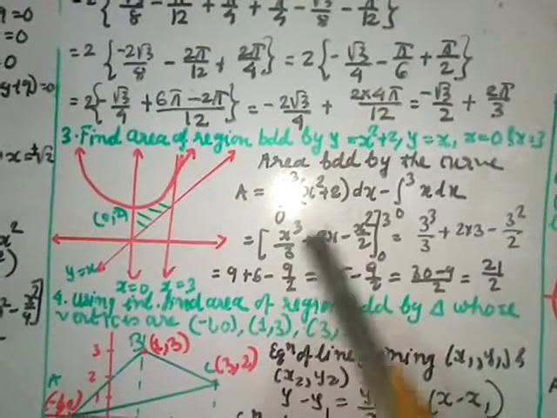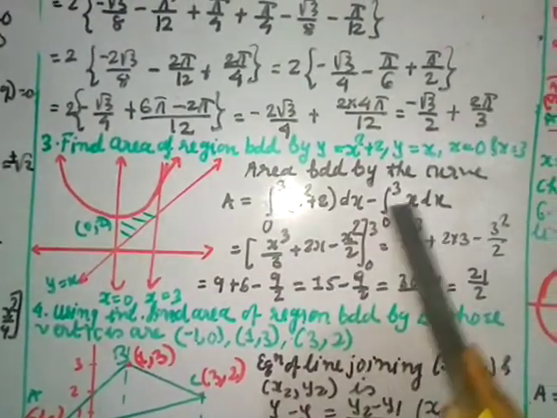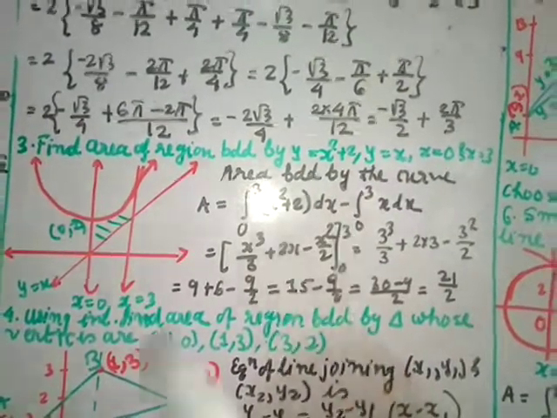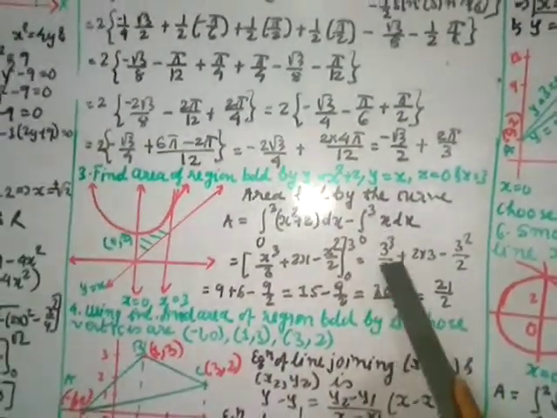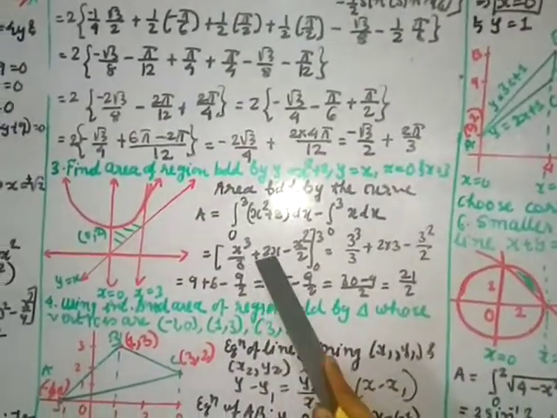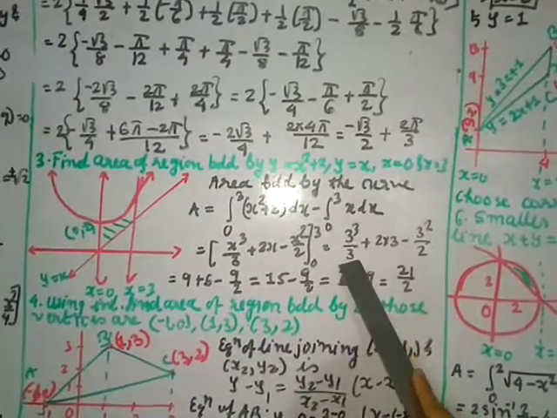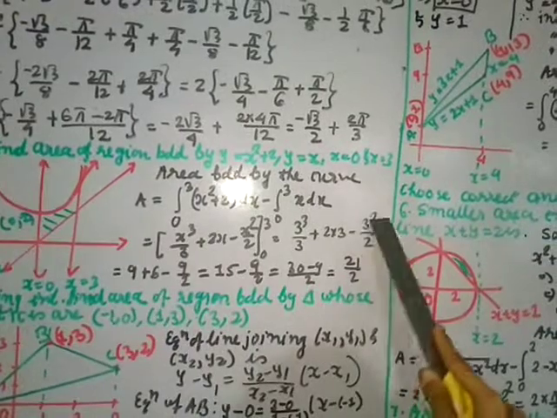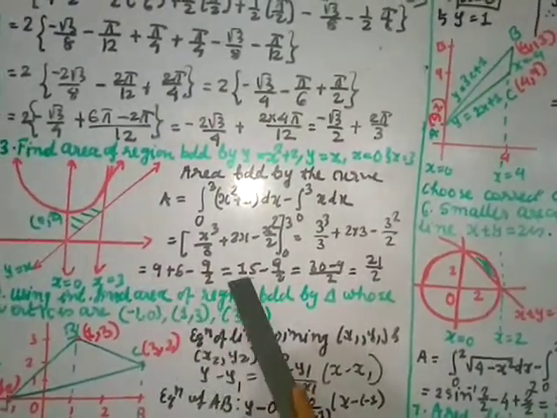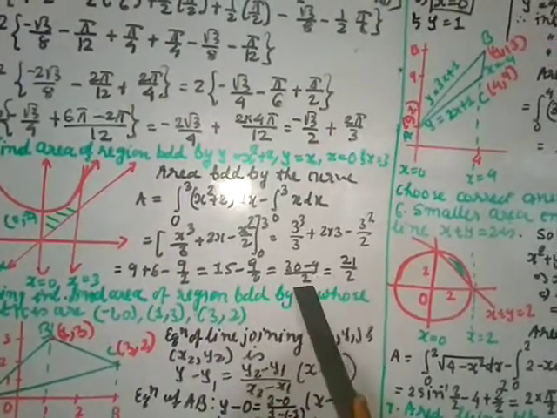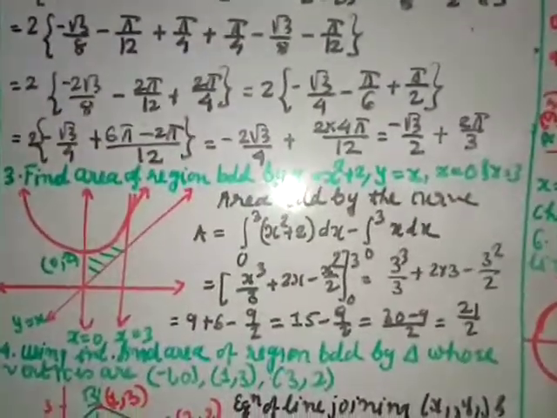Here x cube by 3, the integral of 2 is 2x, minus x square by 2. The upper limit we put first, and when you put the lower limit it will become 0, so I am putting only the upper limit. So here 3 cube by 3 plus 2 into 3 minus 3 square by 2. When you put 0, it is 0. 3 cube by 3, one 3 cancels, so 3 square, which gives you 9. 2 into 3 is 6, and 3 square by 2 is 9 by 2. 9 plus 6 is 15, minus 9 by 2, take LCM, 30 minus 9 by 2, so 21 by 2 square units. So that is the answer for question number 3.